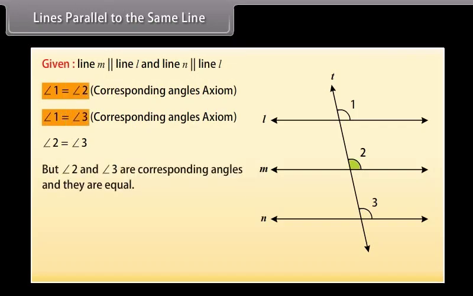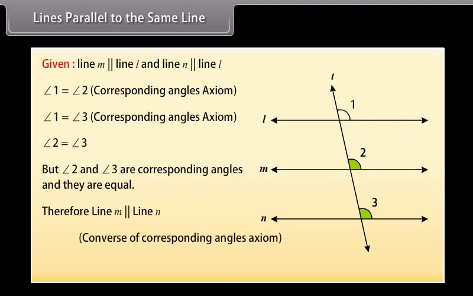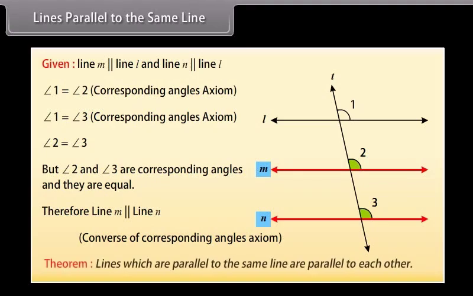But angle 2 and angle 3 are corresponding angles and they are equal. Therefore, by using converse of corresponding angles axiom, we can say that line M is parallel to line N. And this result can also be stated in the form of a theorem. Lines which are parallel to the same lines are parallel to each other.